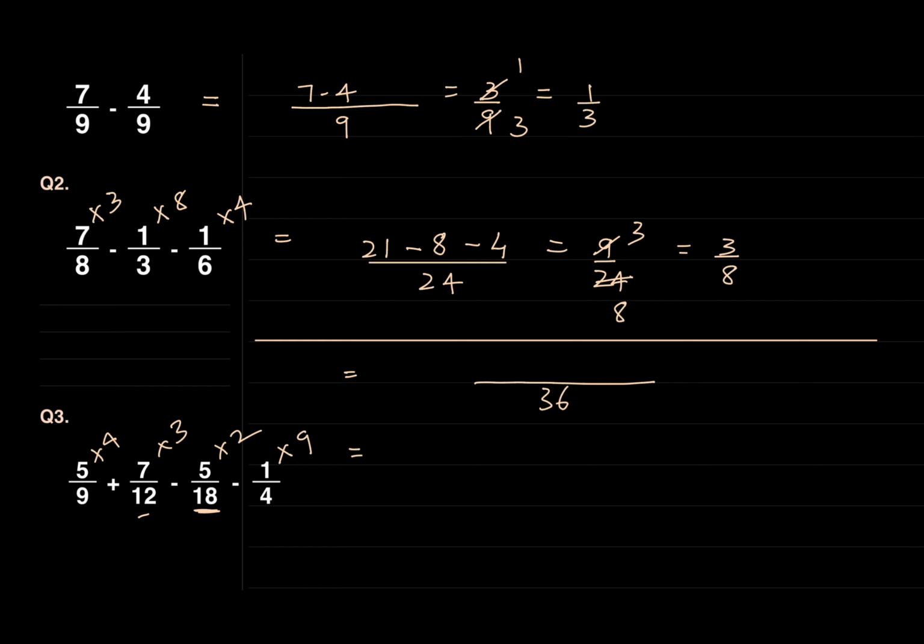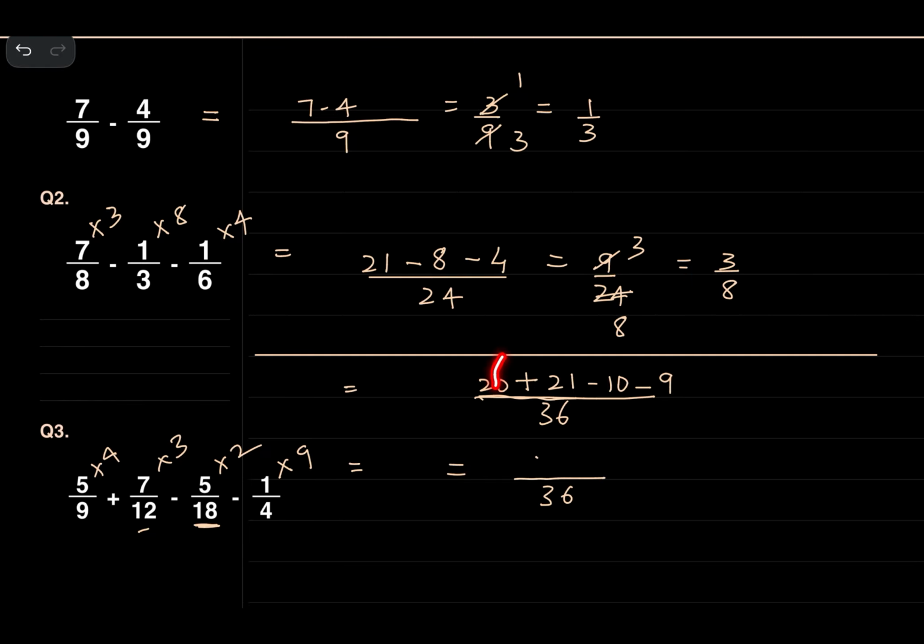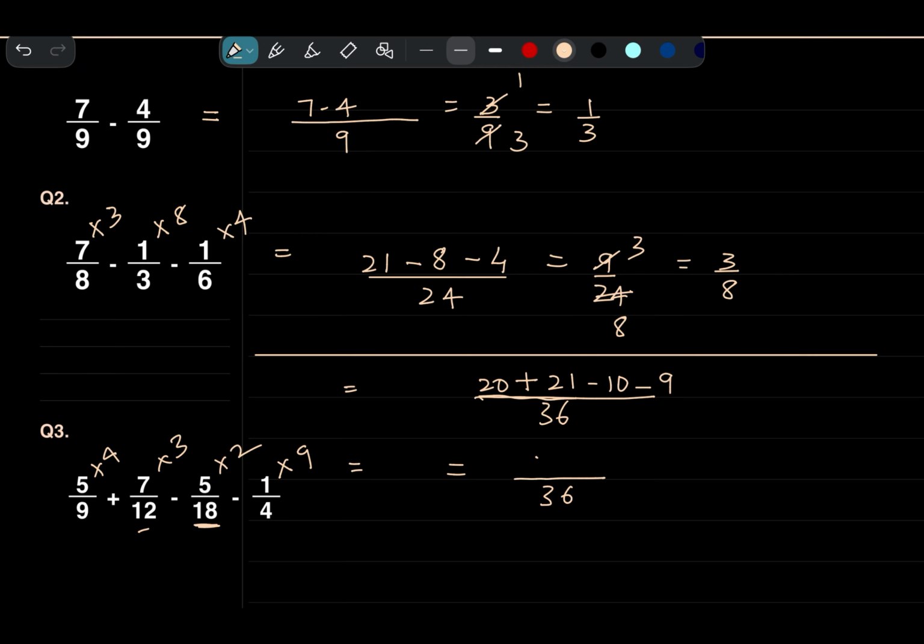Okay, 20 plus, be very careful with the signs. 7 threes are 21 minus 5 twos are 10 minus 9 ones are 9. So 20 plus 21 is 41. 41 minus 10 is 31 and 31 minus 9 is 22. 22 upon 36, we can divide it by 2. 11 upon 18 is the final answer.